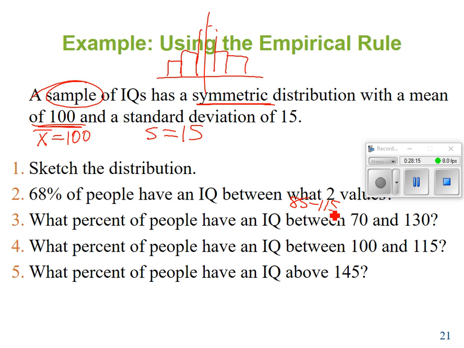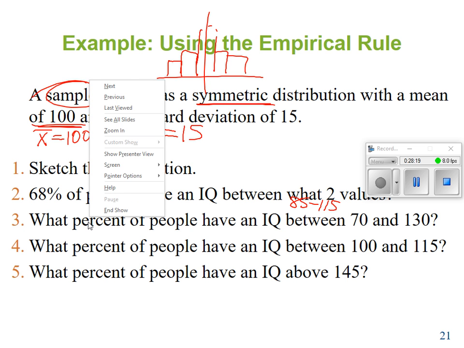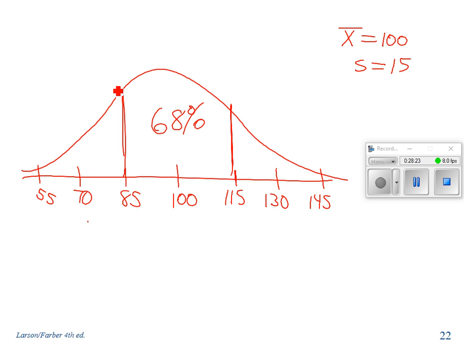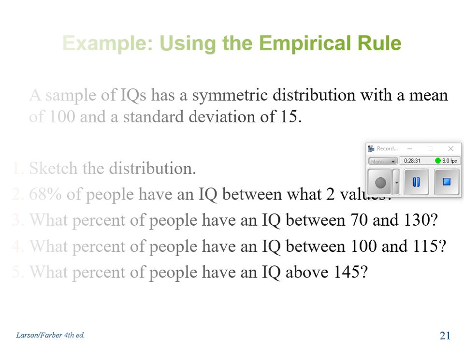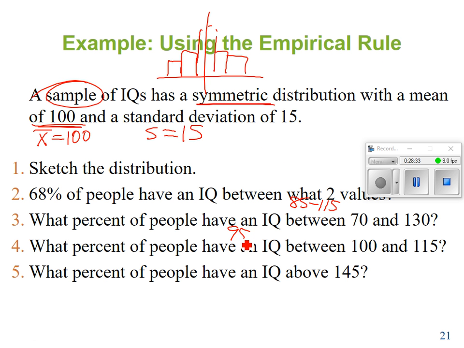What percent of the people have IQ between 70 and 130? So if we go back and look at this, 70 and 130, from here to here, what percent? 95%. So the answer to this one is going to be 95%.